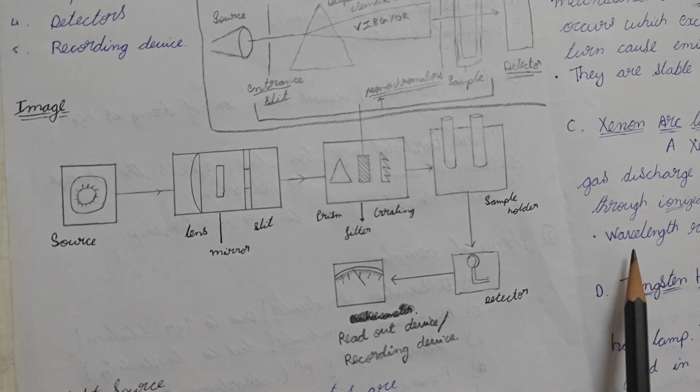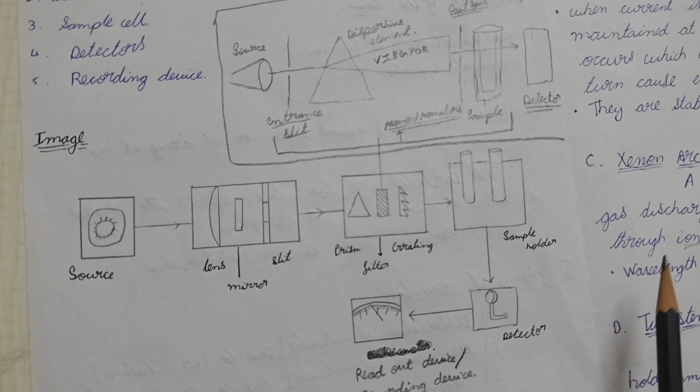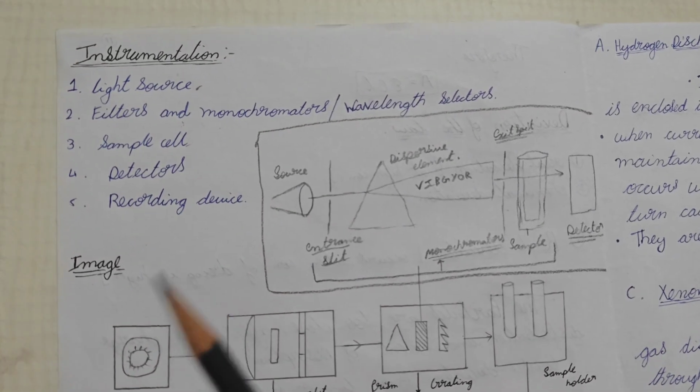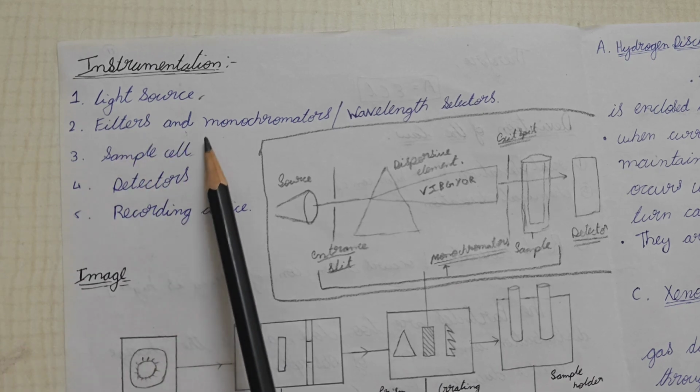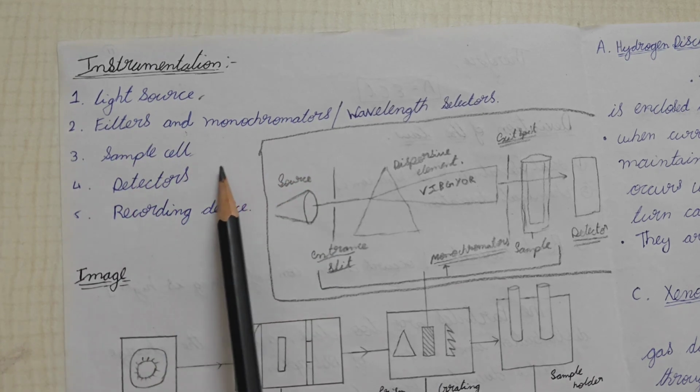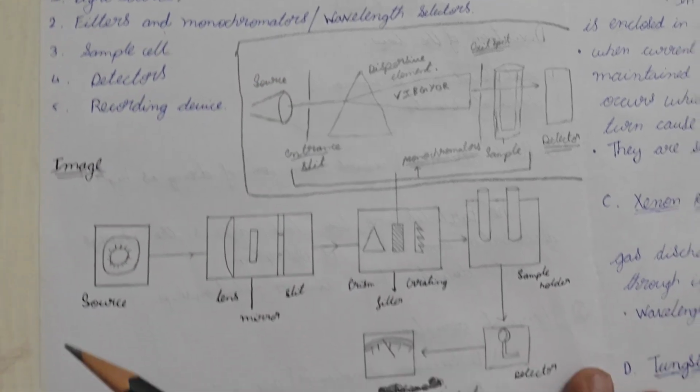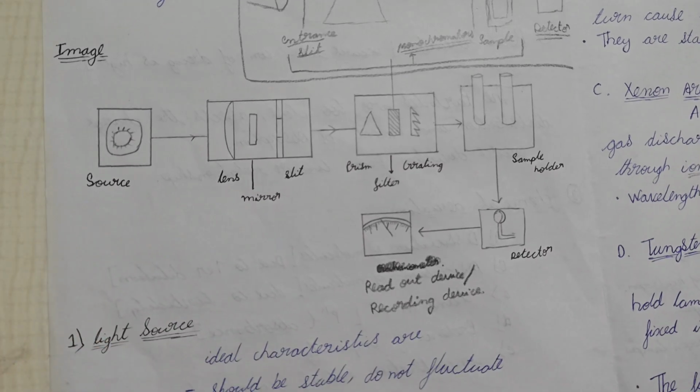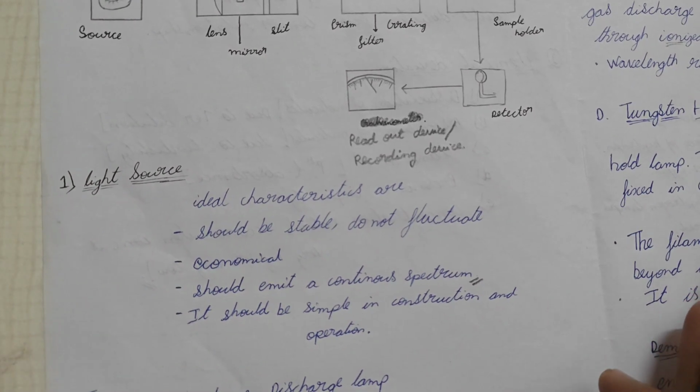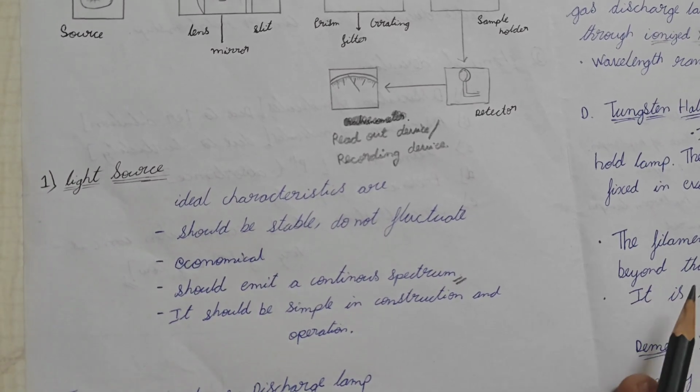Firstly, did you understand, I think you have understood the instrumentation. It consists of a light source, a filter and monochromator, a sample cell, detectors and readout devices. We'll go through each one by one. First, the light source. What is firstly light source?